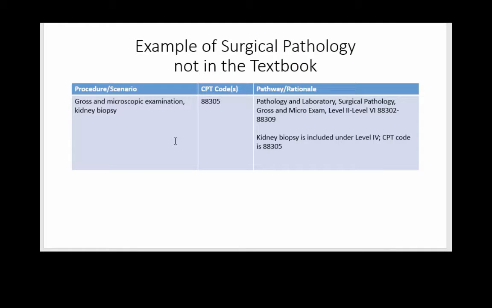Here's an example of a surgical pathology that's not in the textbook. Gross and microscopic examination of a kidney biopsy. You look under pathology and lab, surgical pathology, gross and micro exam, and you get a range there. And when you go and look at that range, you find the specimen that you're looking at within several options under each of those codes. The kidney biopsy is found under level 4, the CPT code 88305. Just for a note, the gross examination is when you are looking at your specimen without the aid of a microscope, and a microscopic exam, you are using the scope.